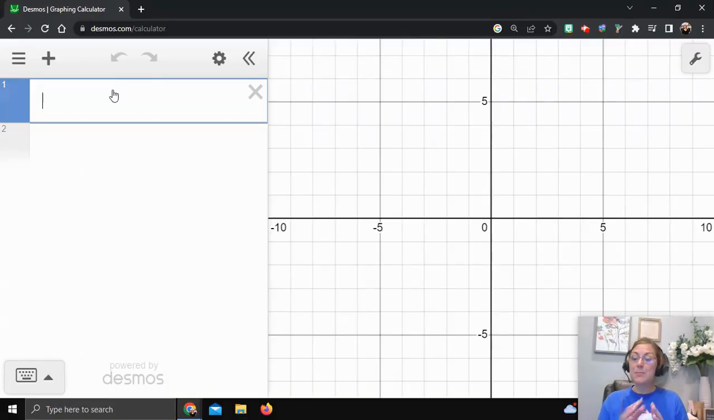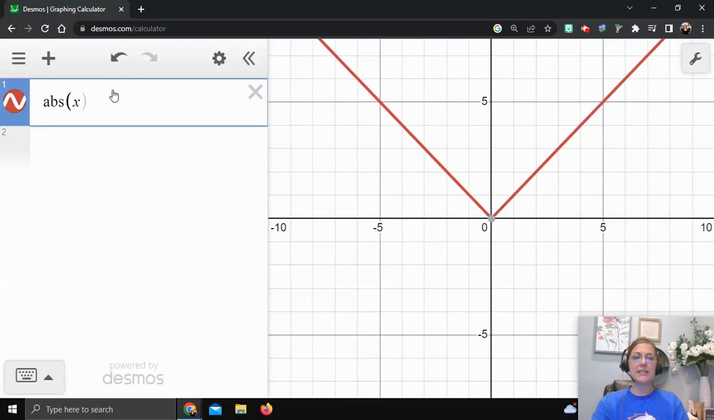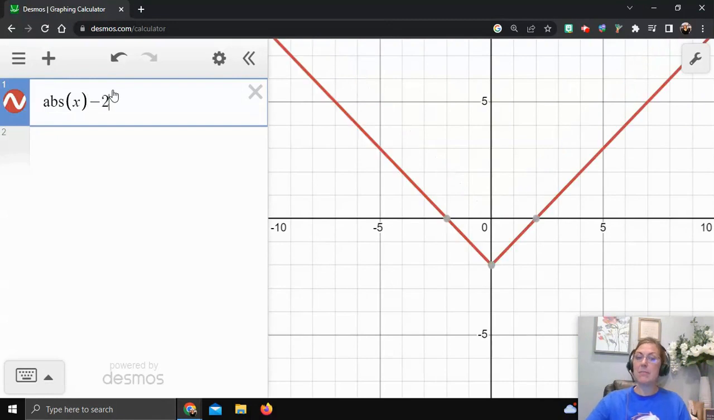All right, friends, let's put that first graph into our calculator. We need to do the absolute value of x, and the way you do that is just to type ABS, parentheses, x, close the parentheses, minus 2. So you'll notice that you get this V shape, and we can fold this graph in half along the y-axis and we'll get a mirror image on both sides.